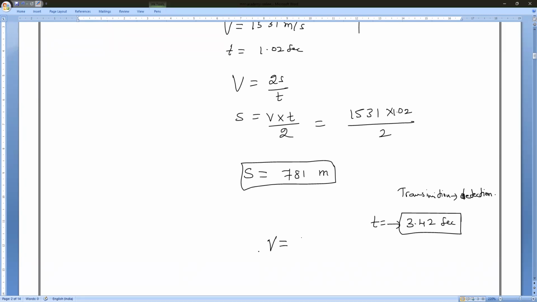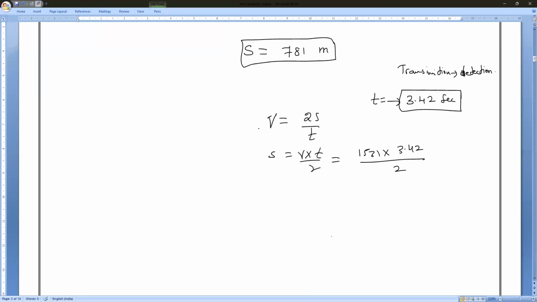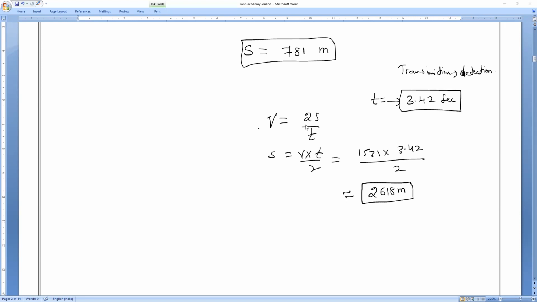So we all know wave speed is equal to 2s by t. Again, same formula. So s is equal to v into t by 2, which is equal to 1531 into 3.42 divided by 2. So solve this one, you'll get the answer. What is the answer, guys? Approximately 2618 meters.